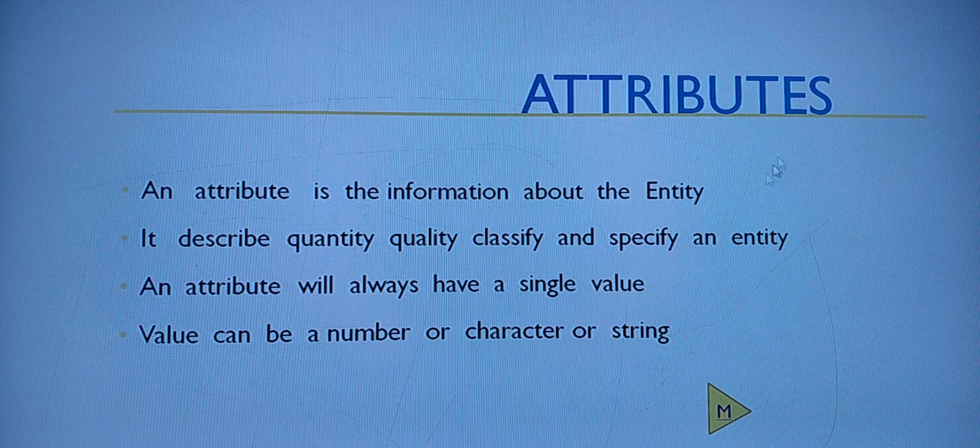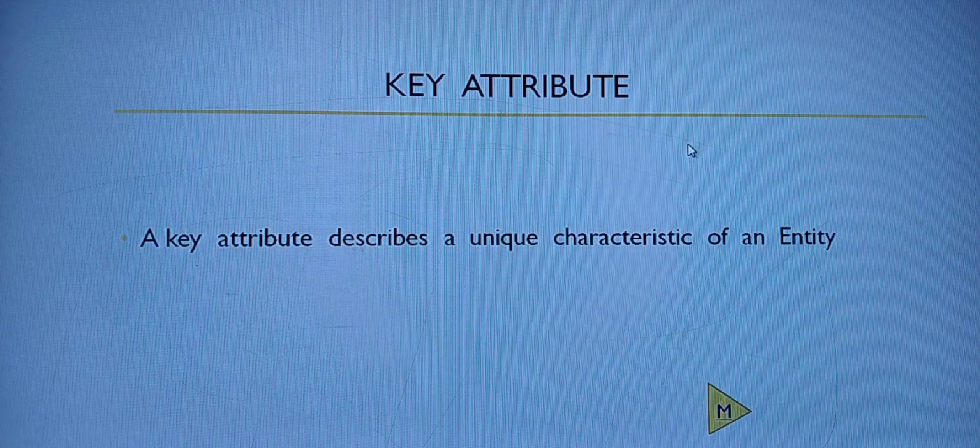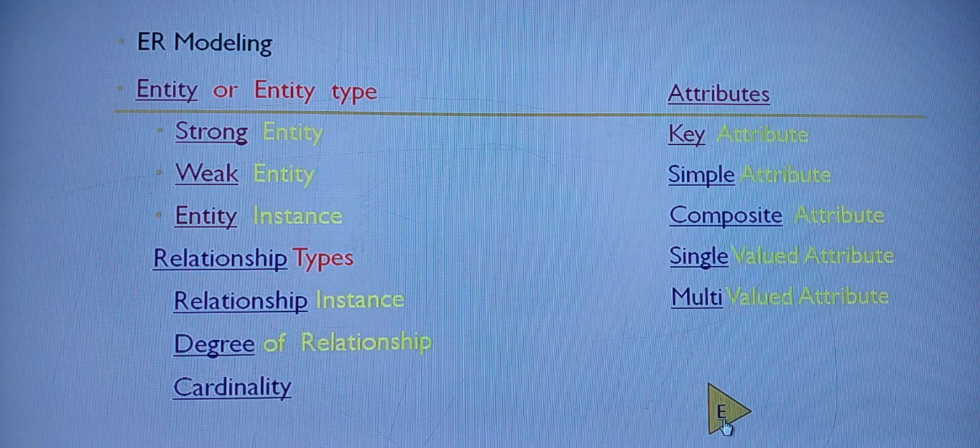Next we can see what are the types that are available under attributes. Yes, the first one is your key attribute. Key means it is the important, that is the unique characteristic of the entity. So this key attribute is going to describe an important characteristic of an entity. That is your key attribute. Yes, next we are going to see the simple attribute. What is a simple attribute? By the name itself you can tell. It is going to have a single value and it cannot be separated. It is going to be very simple.